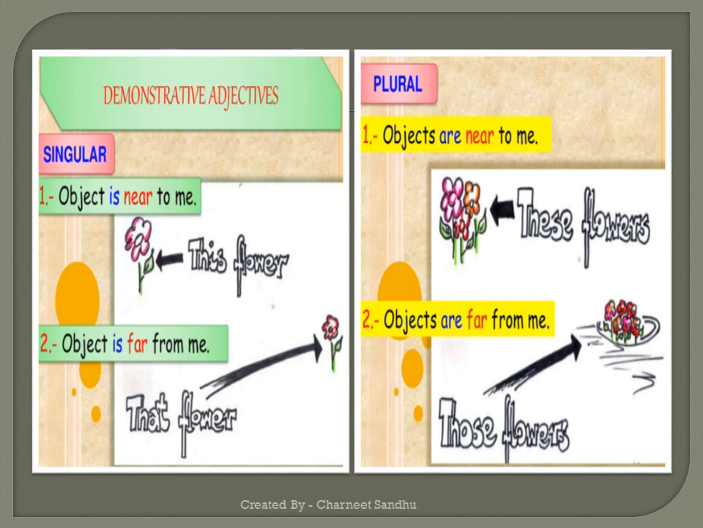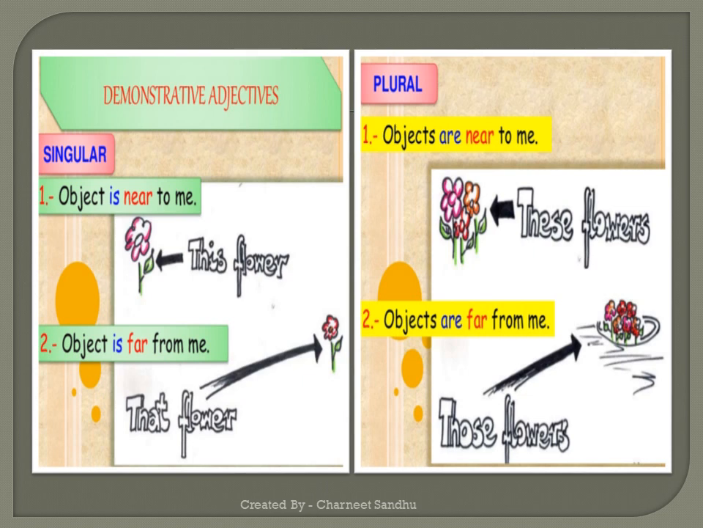Now we are talking about this, that, these and those. So let us quickly see how they are used. For an object that is near and singular in number, we use this. For an object that is far but singular in number, we use that. So you can see here this flower which is close to me and that flower which is far away.